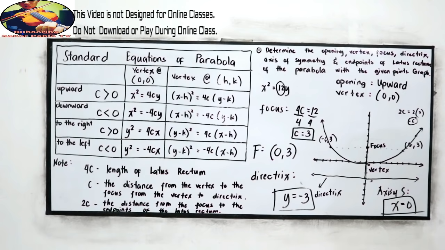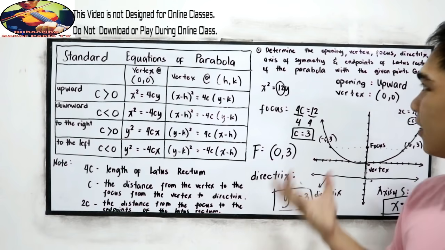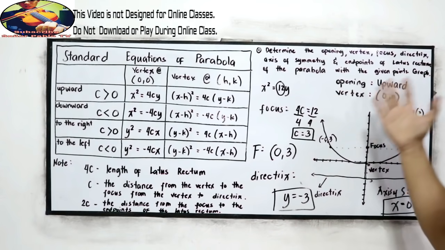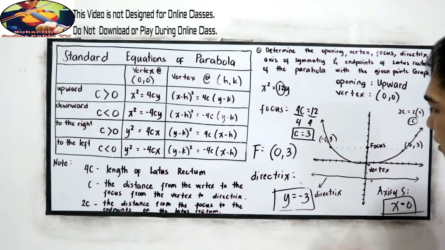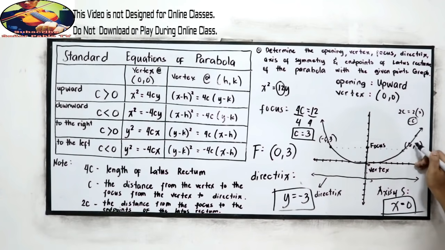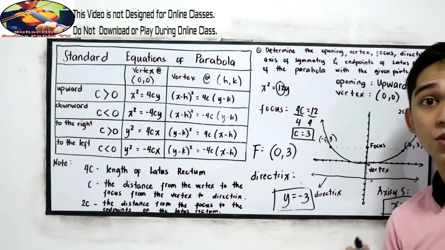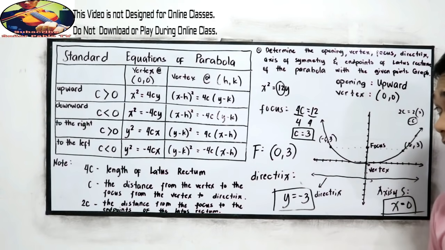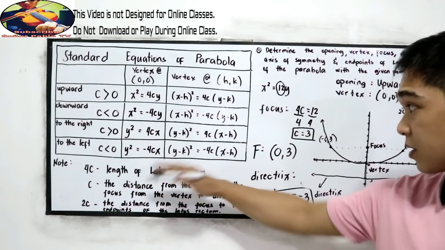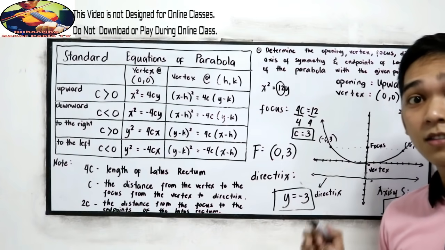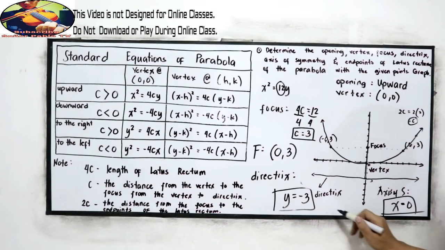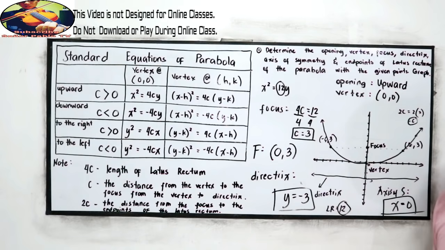That's on how to find the opening, vertex, focus, directrix, and the length of the latus rectum or the endpoints of the latus rectum. Now, if your teacher asks you, what is the length of the latus rectum? So, the length of the latus rectum is 4 times C, that is 12. So, length of latus rectum is 12 units.